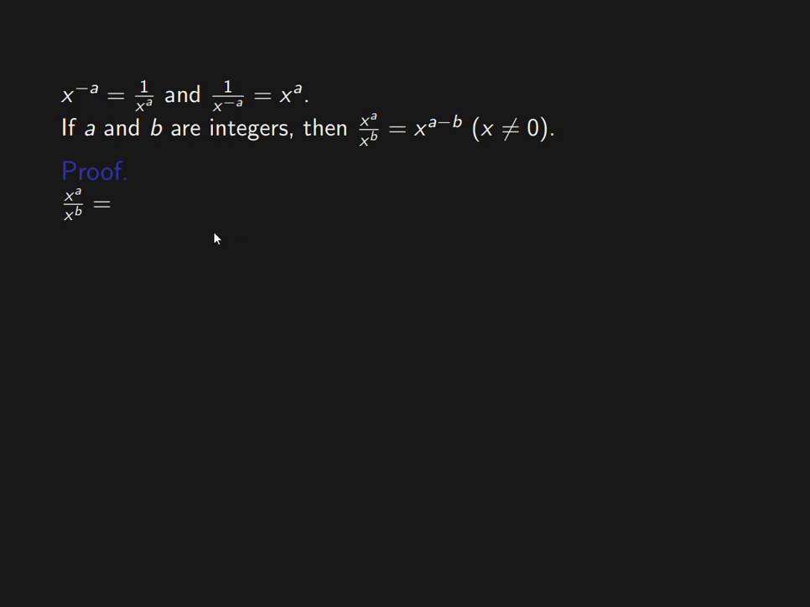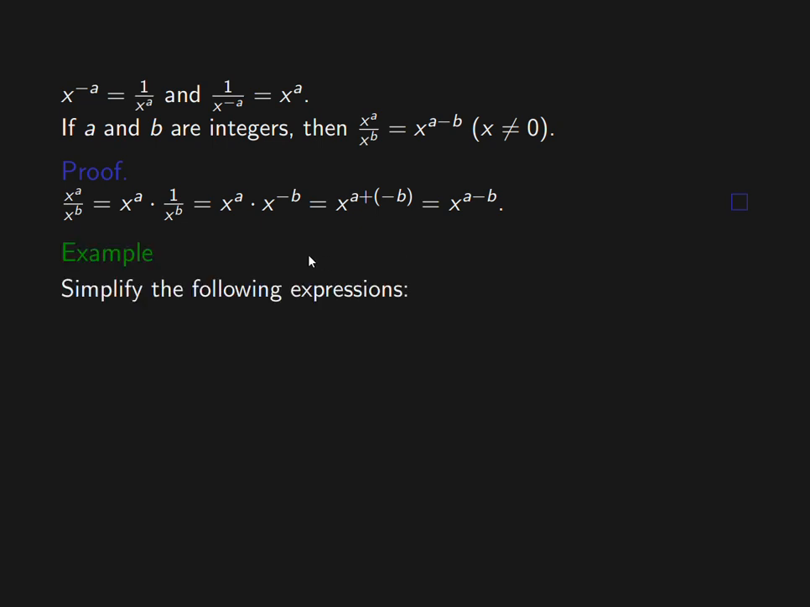So let's prove it. First, x to the power of a divided by x to the power of b is the same as x to the power of a times 1 over x to the power of b. But from the definition of negative exponents, this is equal to x to the power of a times x to the power of minus b. But we know that if the base is the same, we simply add the exponents. So this is x to the power of a plus minus b, which is x to the power of a minus b. And using this, let's simplify the following expressions.